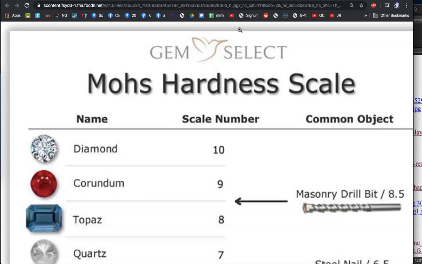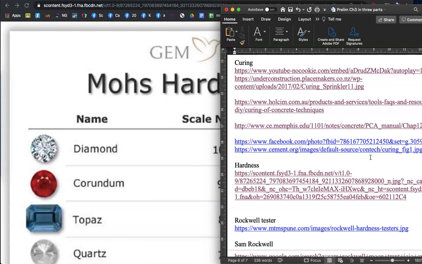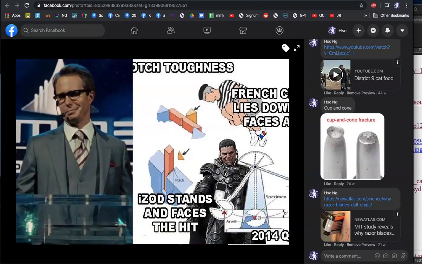Okay, so we talked about compressive tests. Let's check that hopefully we've already seen this one. That's that one there. Good.